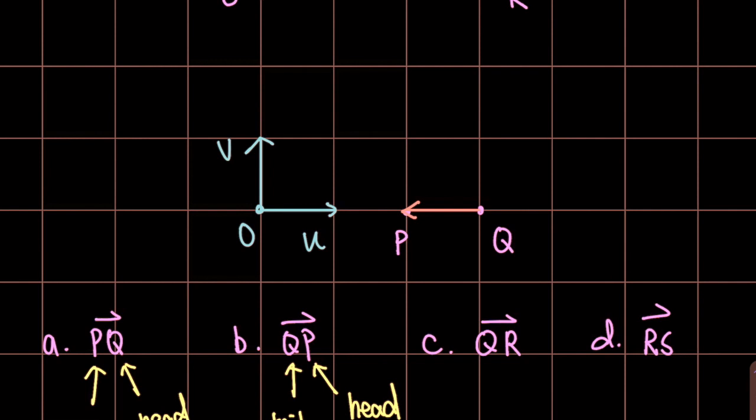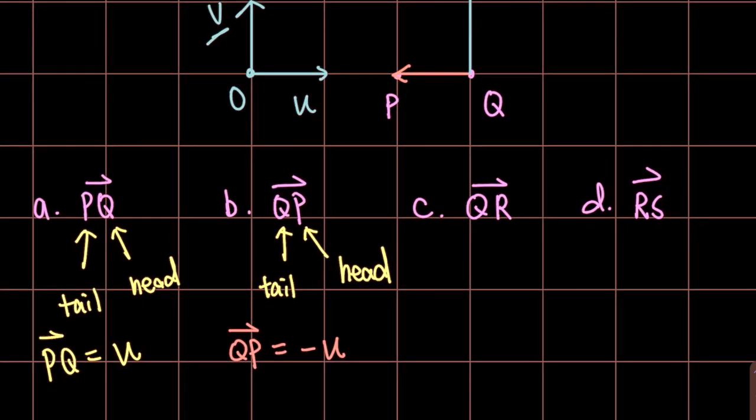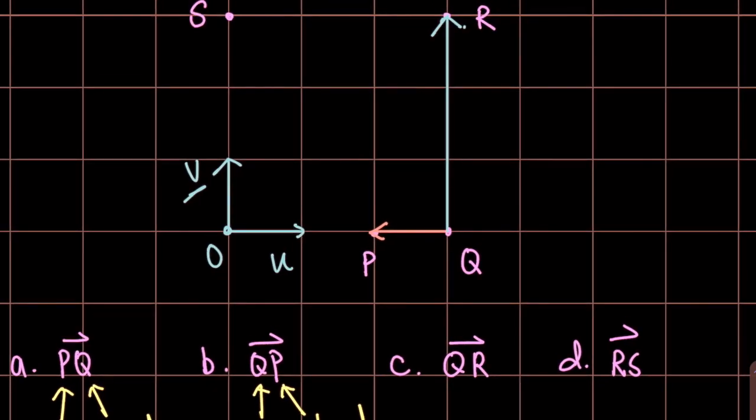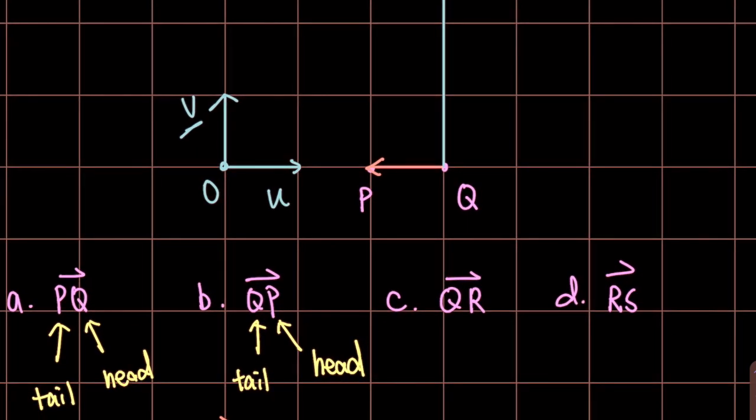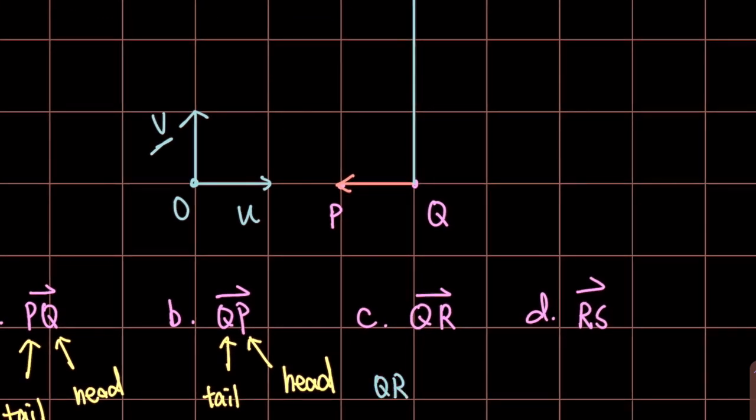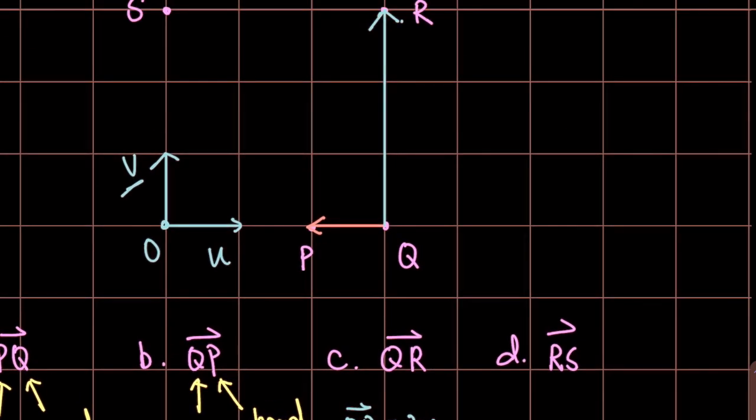The third one is the QR. Let me show that. The Q is the tail, the R is the head. We can see that it has the same direction as the V, but it is 3 times as long as the V. So we can say that the magnitude of the QR is 3 times as long as the V, but the direction is exactly the same as the V. So the QR is 3V.